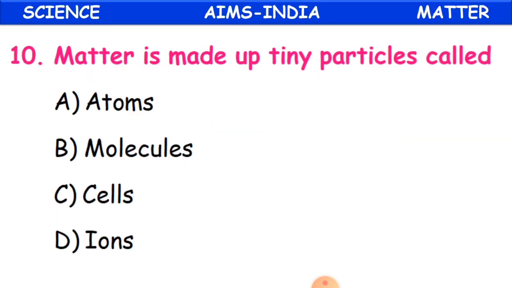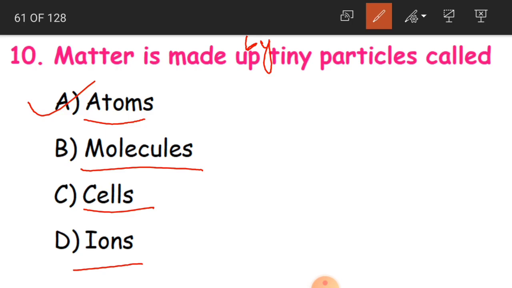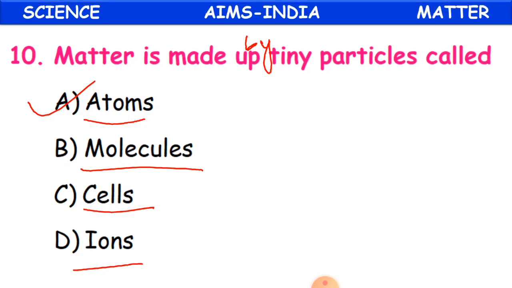Clear, children? Matter is made up of tiny particles called atoms, molecules, cells, or ions. Okay, and the answer is A, that is atoms. It is because atoms are very small particles, children, by which matter is formed.